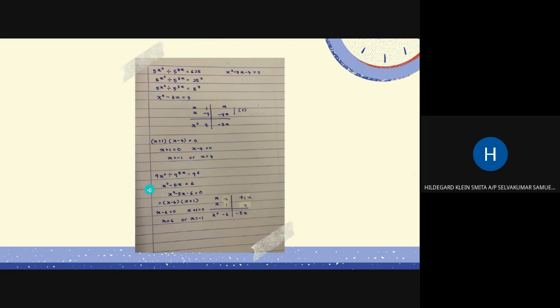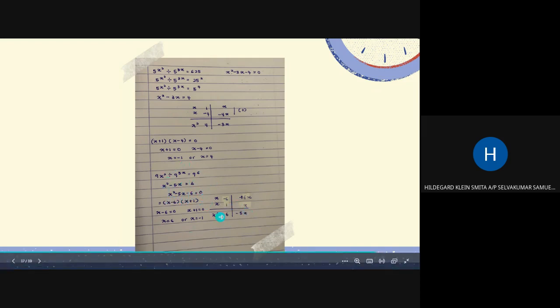Next is another example. 9 to the power of x squared divided by 9 to the power of 5x equals 9 to the power of 6. Since all the bases are the same, I can just move on to solving the question. After doing cross multiplication over here, I'm left with these two answers, which are x equals 6 or x equals negative 1.